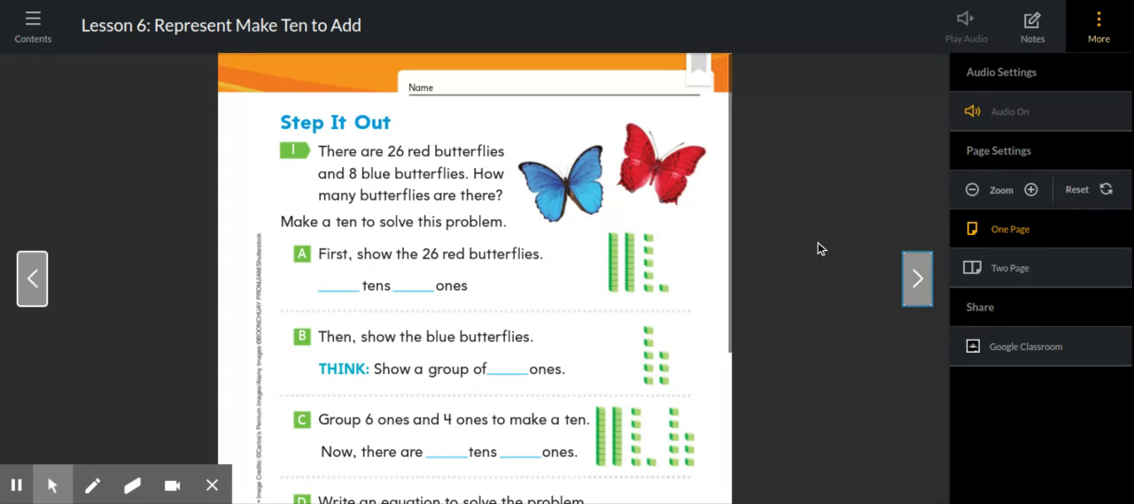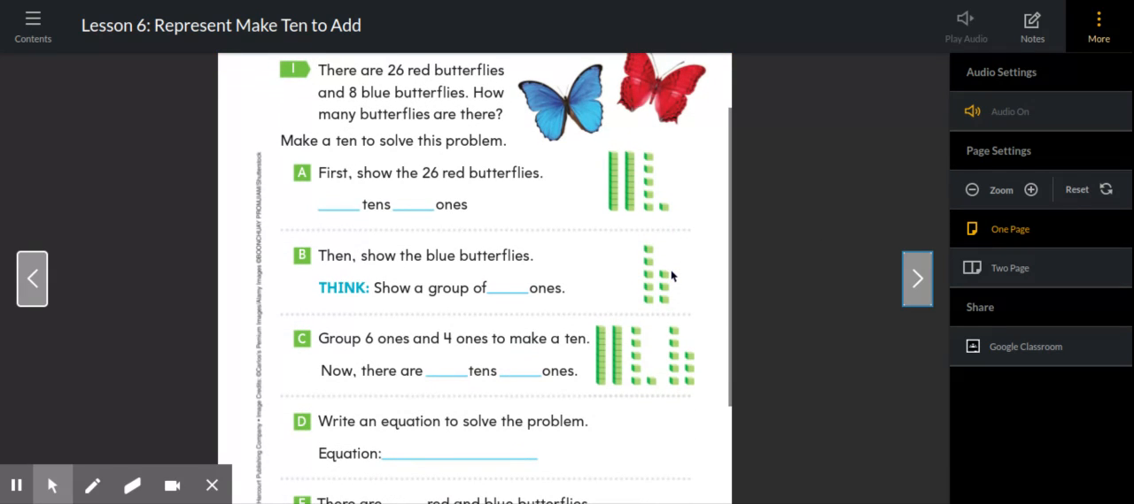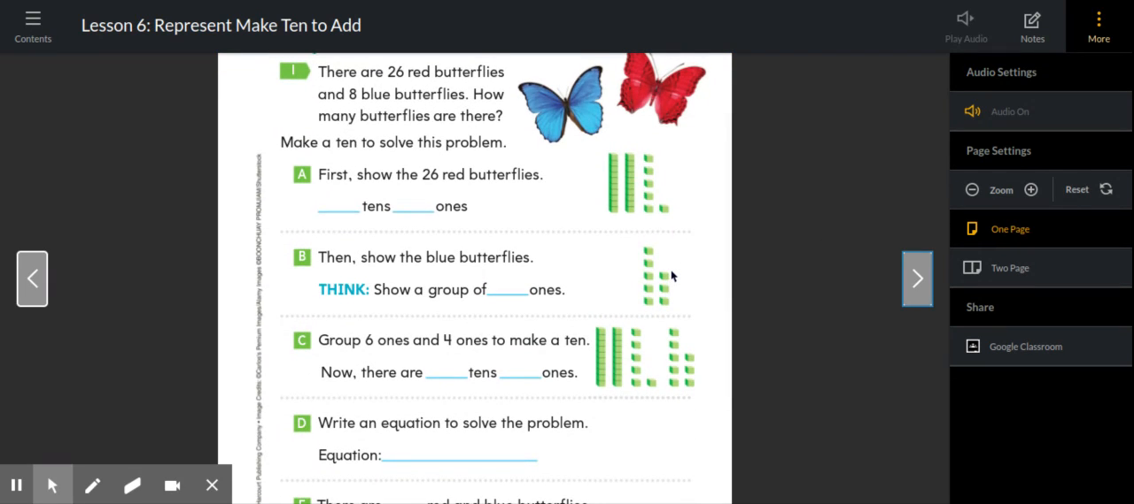Step it out. These always take it one little tiny step at a time. So here's number 1. This is our problem. There are 26 red butterflies and 8 blue butterflies. How many butterflies are there? So let's picture that. We're in like a conservatory or a garden. We have 26 red butterflies and 8 blue butterflies. How many butterflies are there?